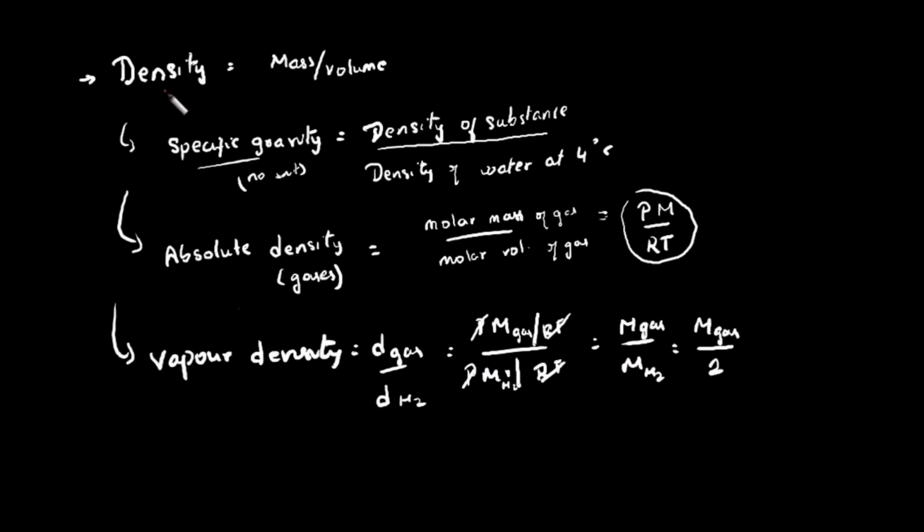Then we learned about density, the third concept. So we learned about mass, we learned about mole, we learned about density. In density, we learned about specific gravity, which is density of substance by density of water. Then we learned for gases. Then we learned about vapor density. Then we learned about mass of a gas is 2 times of vapor density.